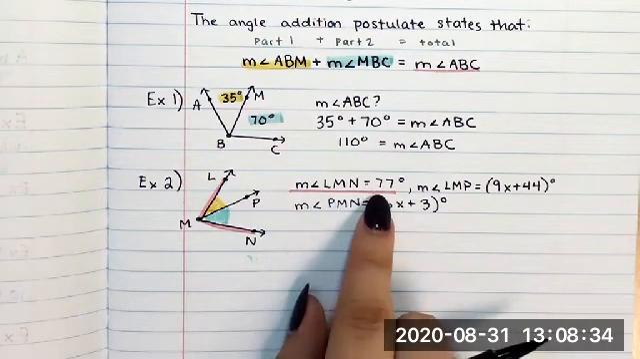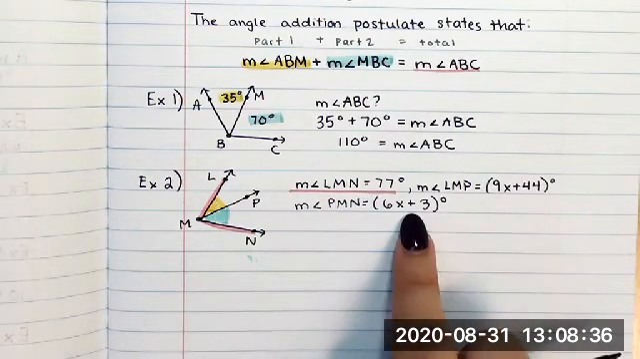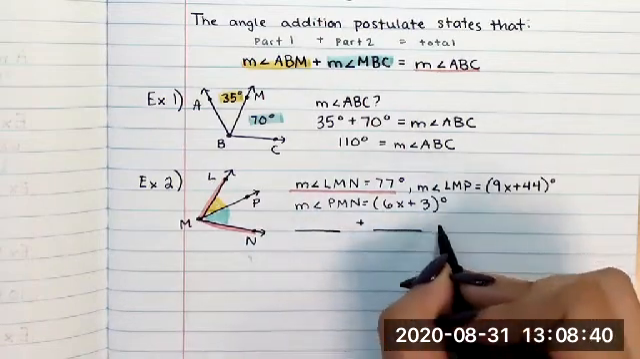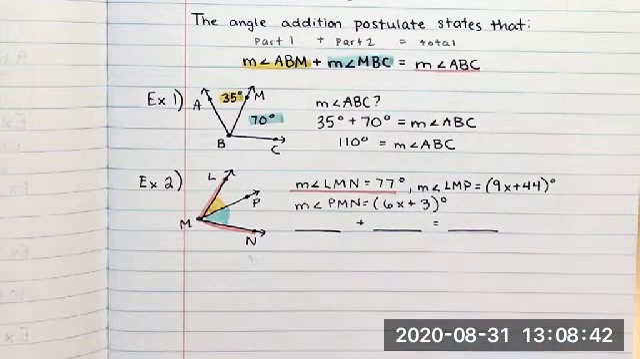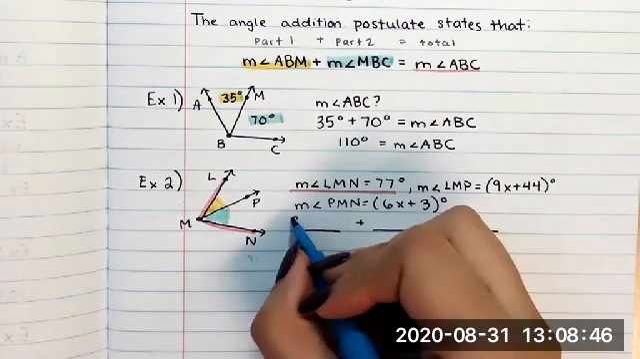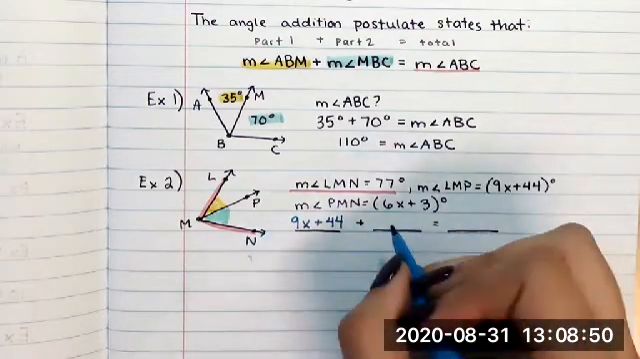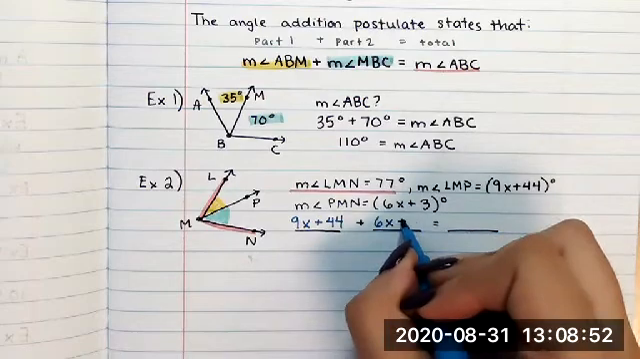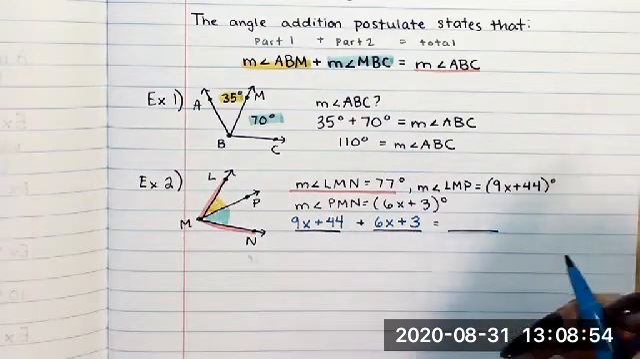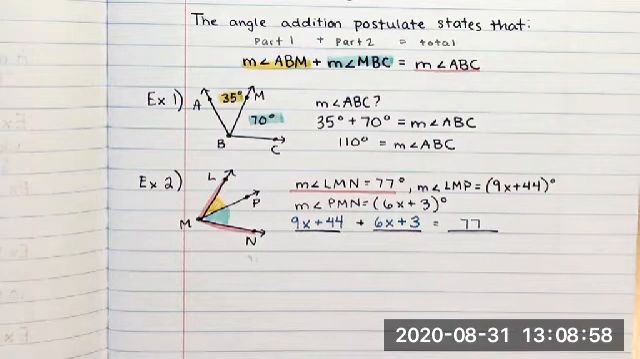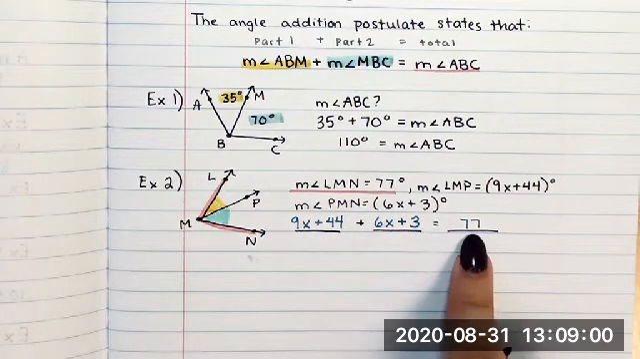So knowing that this is my total and these are my two pieces, I can set up piece plus piece equals total, where I fill in my first piece, 9x plus 44, my second, 6x plus 3, and that's all equal to 77.